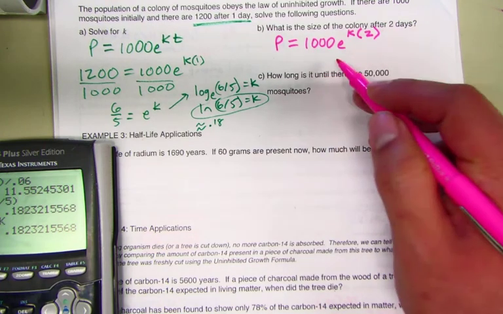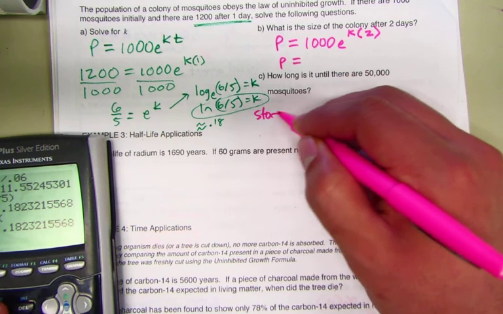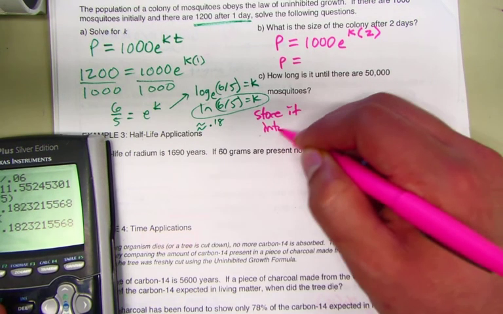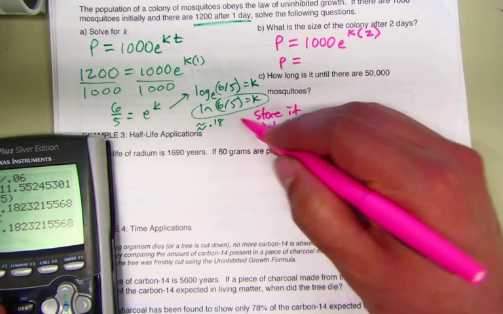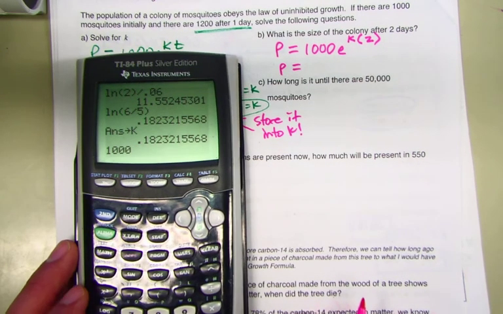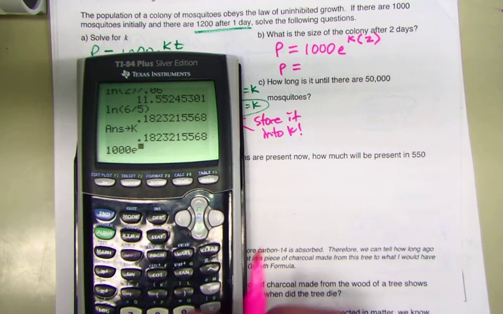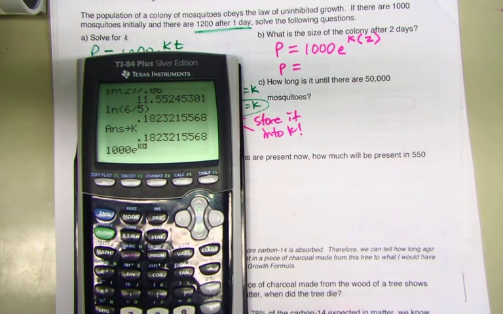Okay? And so now you do 1,000 e, and then k times 2. So alpha k times 2. And there we are. Okay, that's a pretty darn nice number, right? 1440.